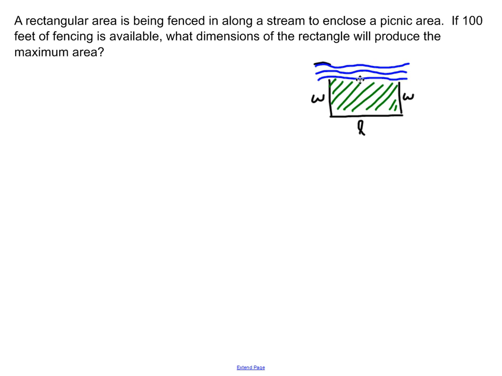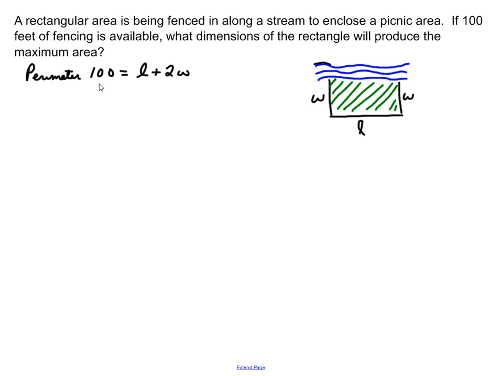Now, for the purposes of our demonstration here, we can assume that to also be a straight side so that we can form a nice rectangle right here. So we'll assume that's a nice straight stream, even though not all streams are nice and straight. What do we know? We know the 100 feet of fencing must cover those 1, 2, 3 sides. So 100 feet of fencing will equal our length plus 2 times the width.